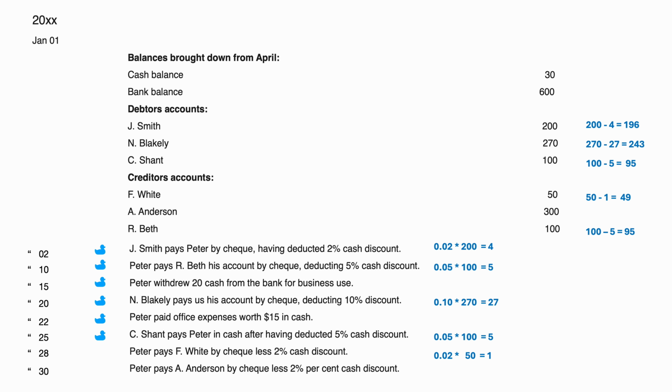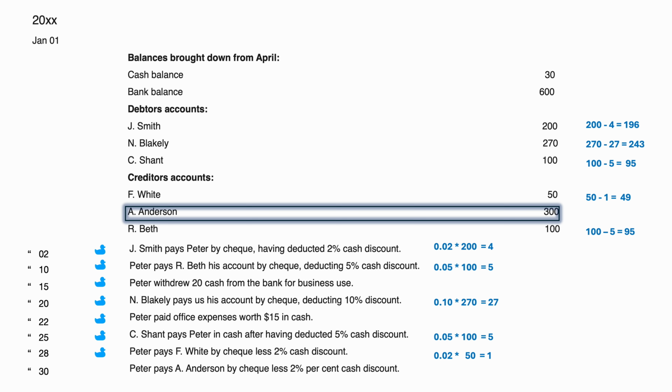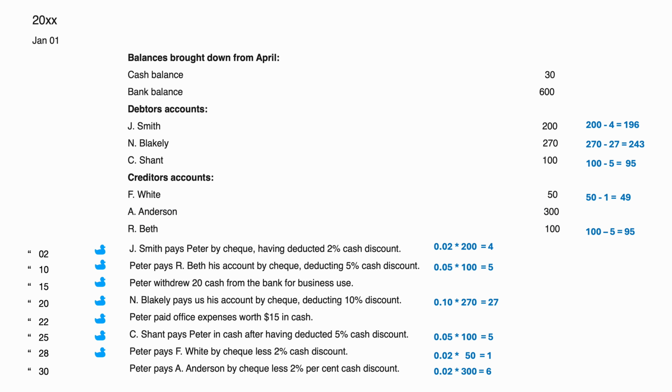Next transaction, Peter pays A. Anderson by check less 2% cash discount. On 1 January, Peter owed A. Anderson $300. On the 30th, Peter pays Anderson 300 less 2%. 2% of 300 is equal to 6. 300 minus 6 is equal to 294, and this is the amount that Peter paid A. Anderson.